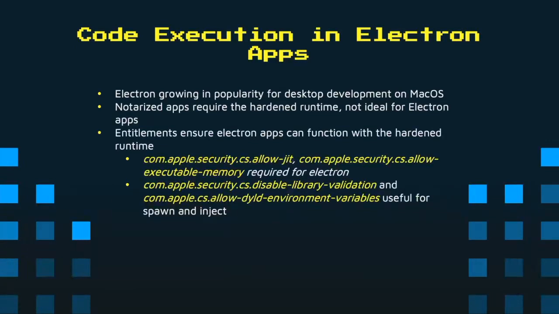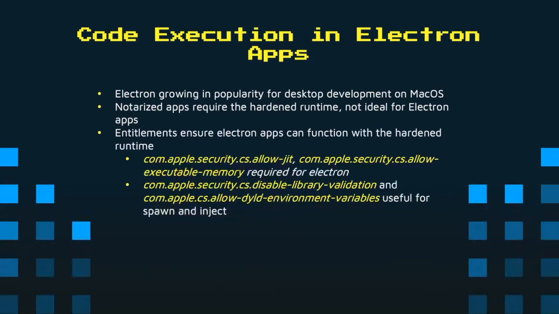And so for that, they have to use the allow JIT and the allow executable memory entitlements, just for Electron to work how it normally does. What's also cool is a lot of the Electron apps, for some reason, use the disable library validation and allow DYLD environment variables entitlements as well. I found this to be quite common.